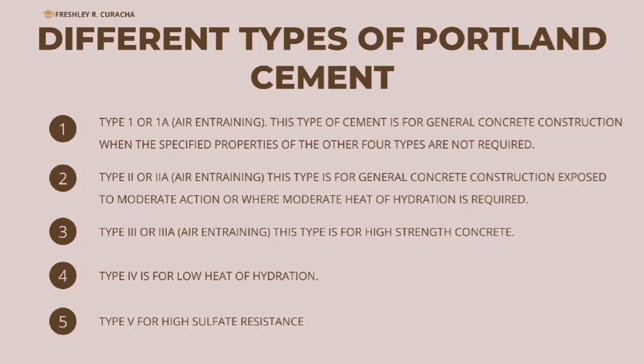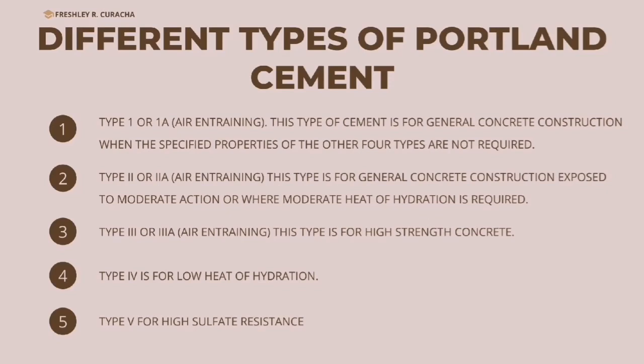So we have here the different types of Portland cement. The first type, or type 1 or 1A, air entraining, is for general concrete construction when the specified properties of the other four types are not required. In other words, type 1 cement is not suitable for uses where the concrete can face chemical attacks or excessive temperature during curing. It can be used in applications like precast concrete products, reinforced buildings, floors, bridges, reservoirs, tanks, culverts, sewers, pavements, sidewalks, pipes, and etc.